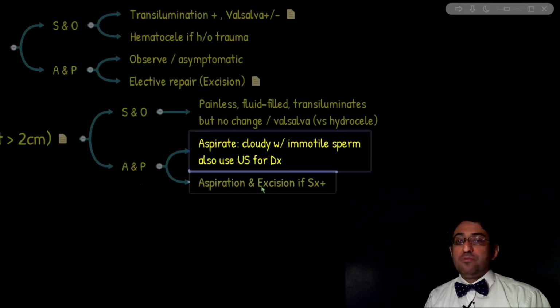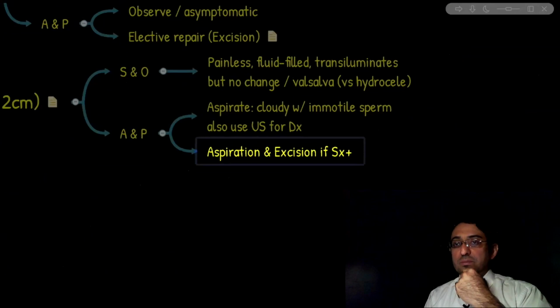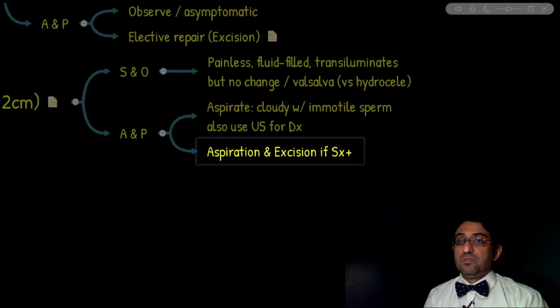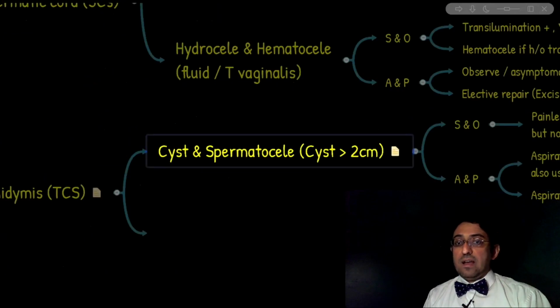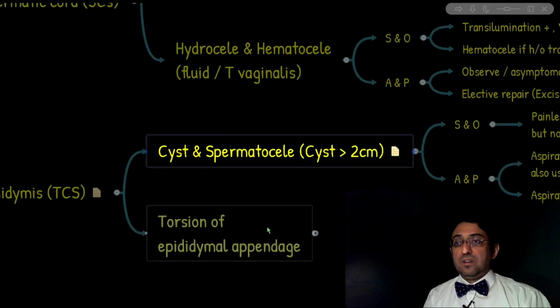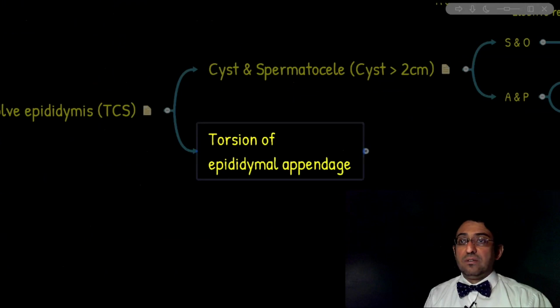Now, what is the management? Remember, we mentioned that we do not manage hydrocele or hematocele, if symptomatic, with just aspiration because they recur. Here, the management could be aspiration alone. However, excision may be needed if the aspiration fails the treatment, or if the symptoms are severe enough to require surgical management.